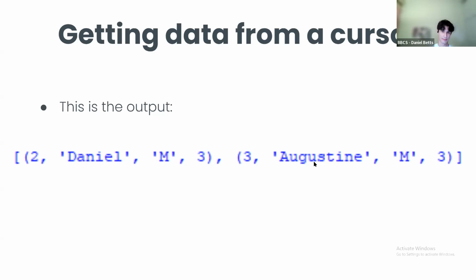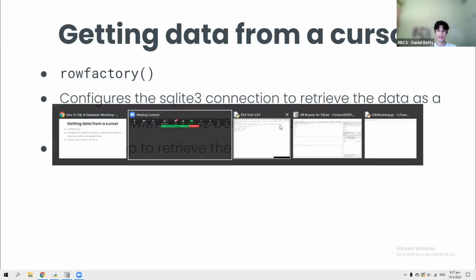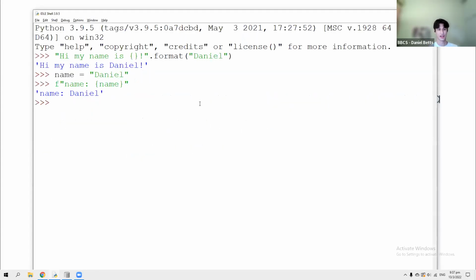Finally, this is where it gets a bit complicated, but it's really helpful as well. Row factory. This statement configures the connection to retrieve data as a dictionary with the title being the key. It's a bit confusing, so I'll just show you what a dictionary is first in case you're not sure.